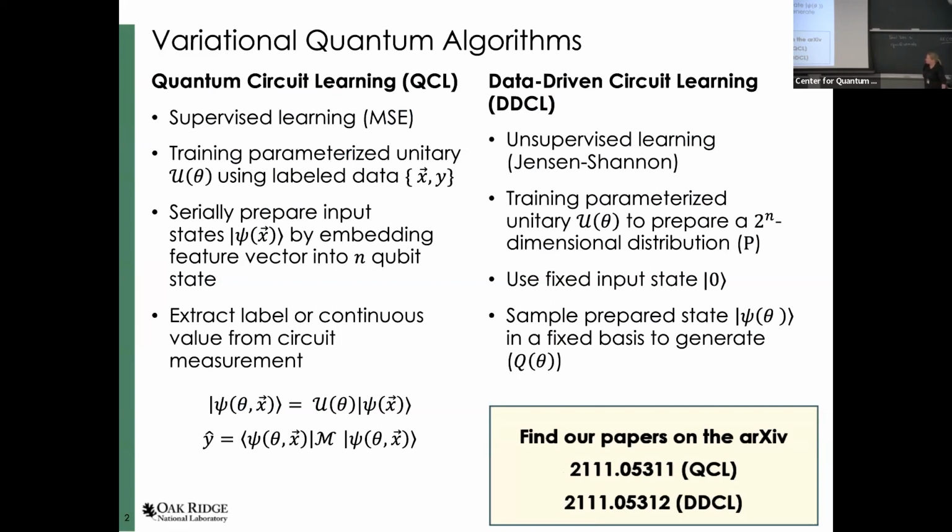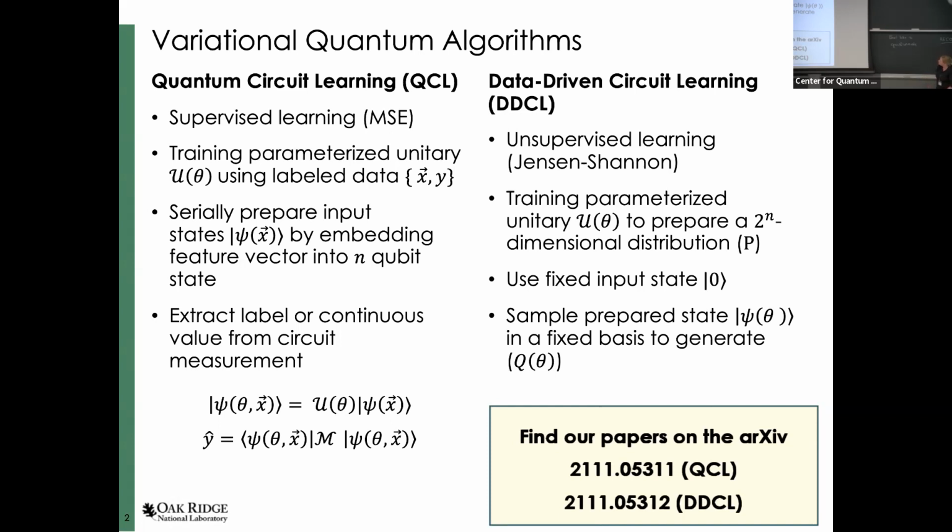So the material I'm going to talk about today is in two papers that we have posted to the arXiv. If you want more details, more information, and especially more references, they are all in those papers, and I encourage you to please look them up. I'm going to be talking about two different algorithms used in quantum machine learning. These are variational algorithms.